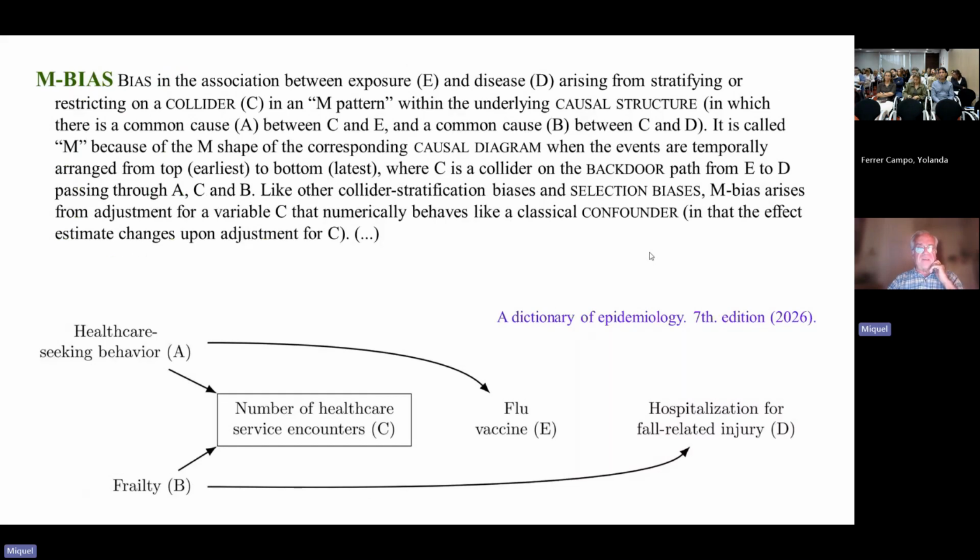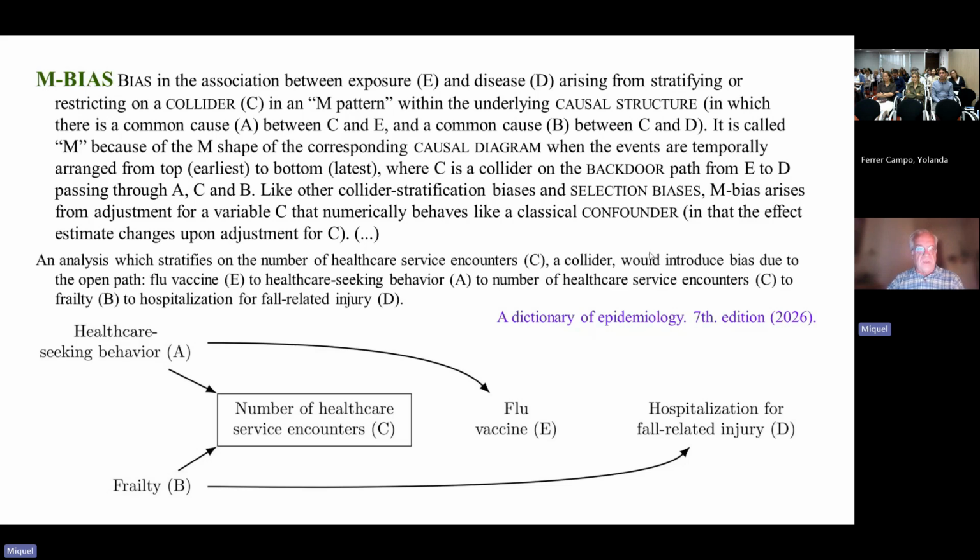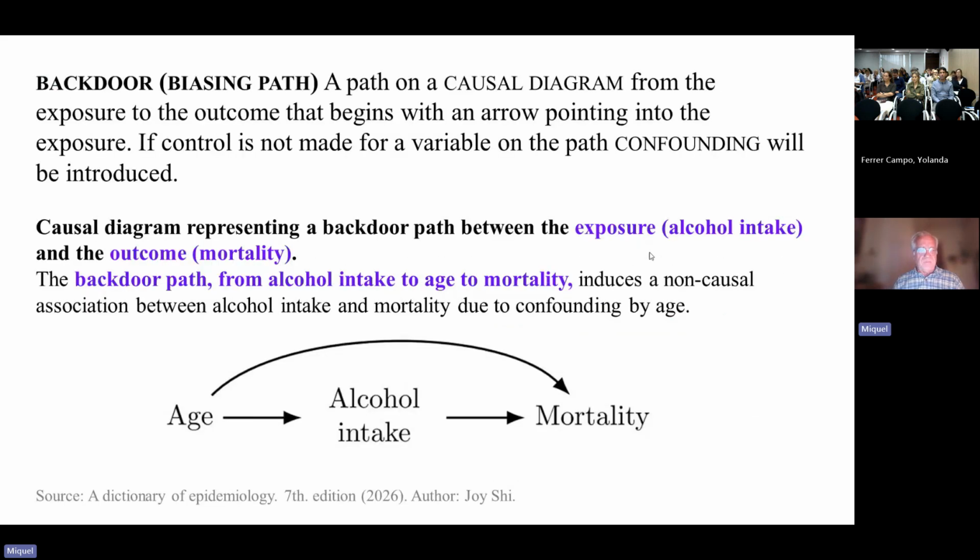The M bias is another type of collider bias that I bring only to remind colleagues who work in health services research. You can easily see in the example with the number of healthcare services encounters and hospitalization and healthcare seeking behavior that this type of problem is affecting many studies. And a few days ago at NYU, my colleague Eliseo Vallar was saying, listen, I think we have to throw away all the books that we have been using for years.